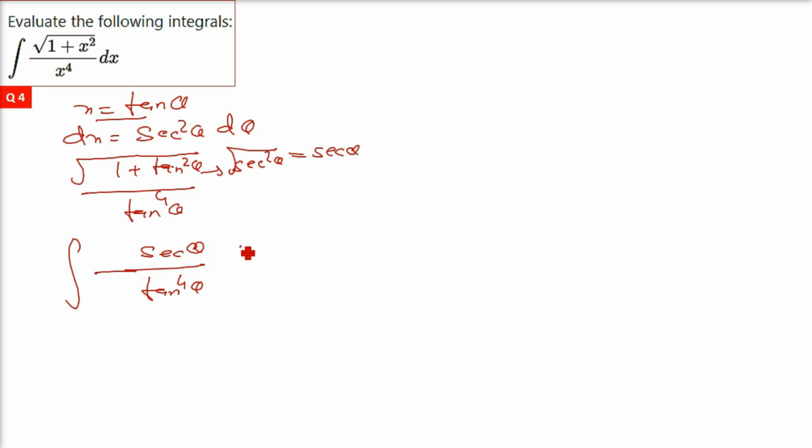When you integrate it, you have to write something here. In place of dx, you have to replace d theta. So this d theta will be what? See, dx has been replaced by sec square theta d theta now. So you will get sec cube theta divided by tan raised 4 theta. So let's resolve it now.